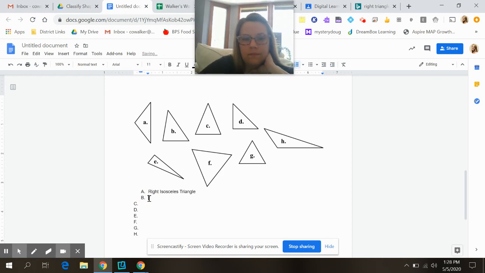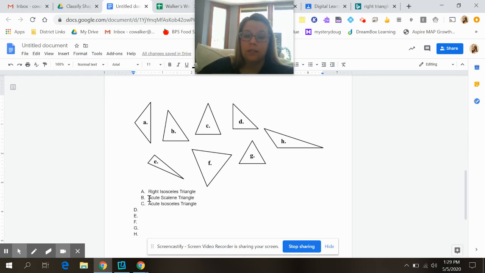Let's look at B. What type of angles do you see here? All acute, right? None of them are right, and there's not one obtuse angle. So it's just an acute triangle. And then does it have any sides that are equal in length? Not really. So it would be an acute scalene triangle. Look at C. What kind of angles do you see? All acute again, right? And then what side for C do you see? Isosceles, because there are two sides of the same length, so it would be an isosceles triangle.